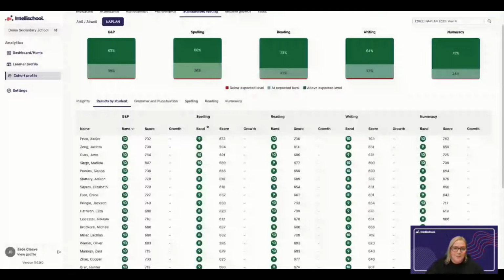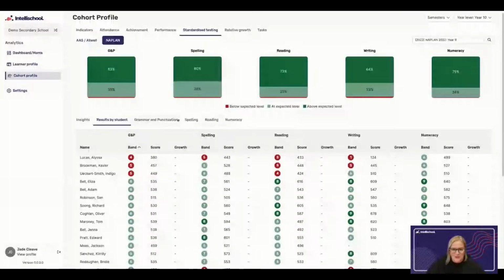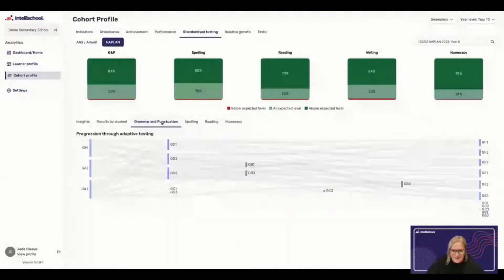Each of our different subtest types has its own tab. So we're going to jump into grammar and punctuation. And what we see here is what's called a Sankey chart. Now, often when I go into schools, I'll ask, have we ever heard of a Sankey chart before? And most of the time it's a no, and that's totally fine.